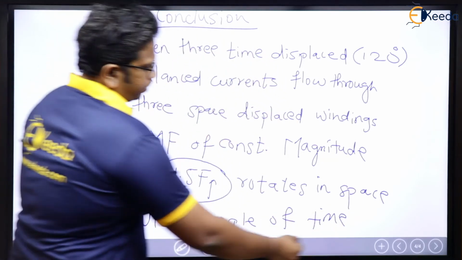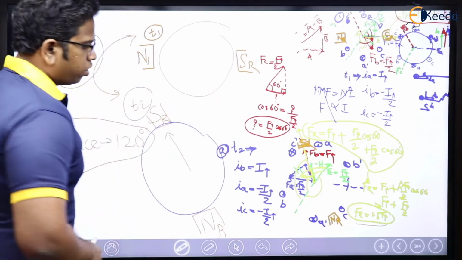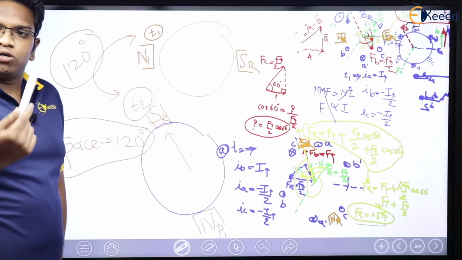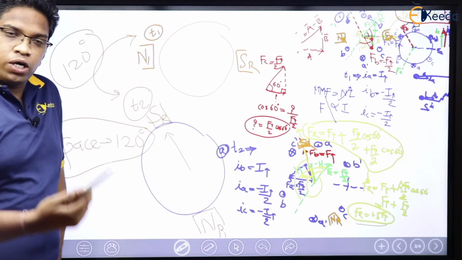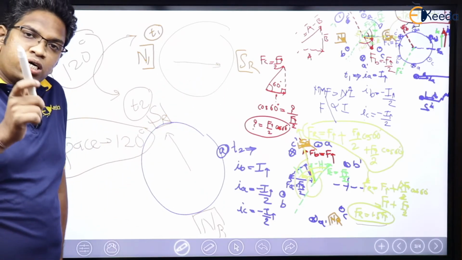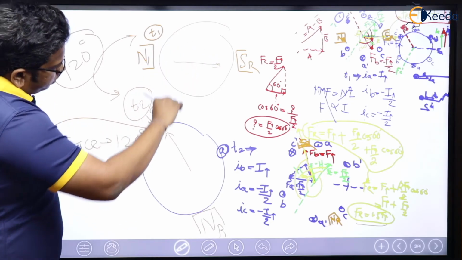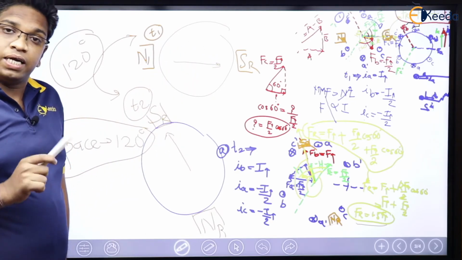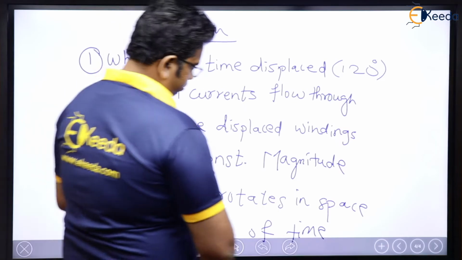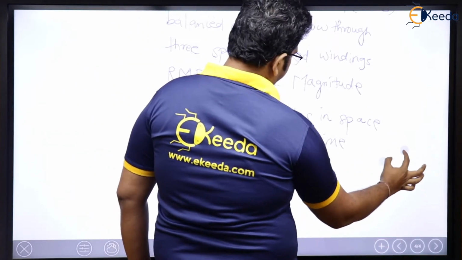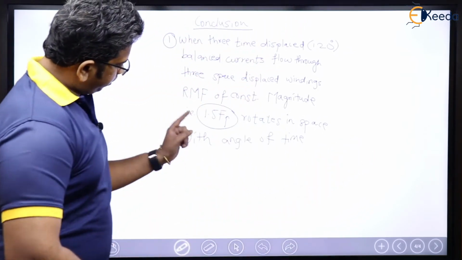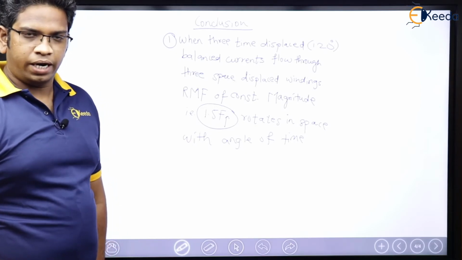Angle of time means, sir, see here. In time from T1 to T2 you had to wait for 120 degrees in order to have the rotating magnetic field displaced by 120 degrees in space. There is nothing but time. See here. This is the meaning of with angle of time, right?